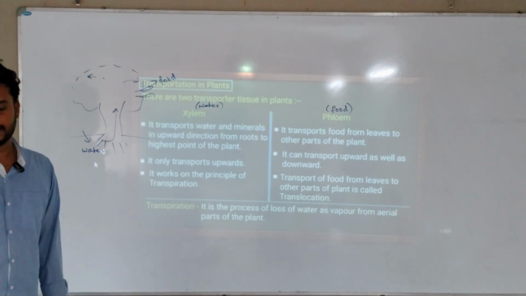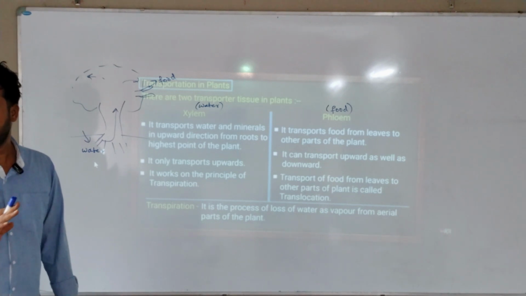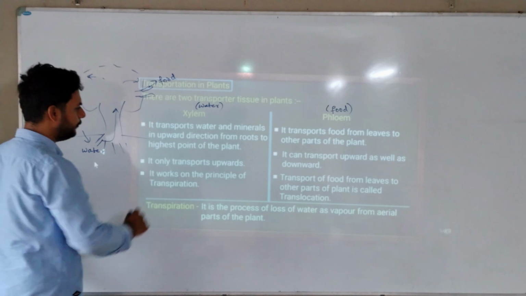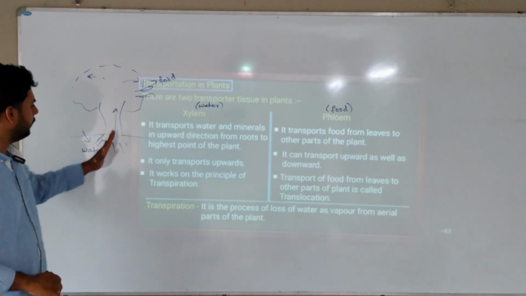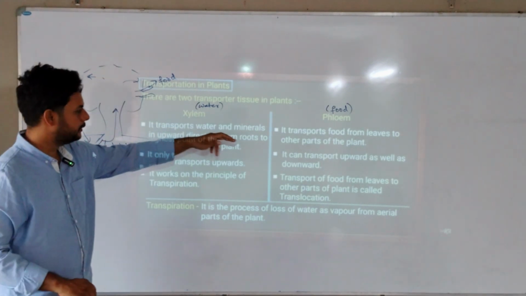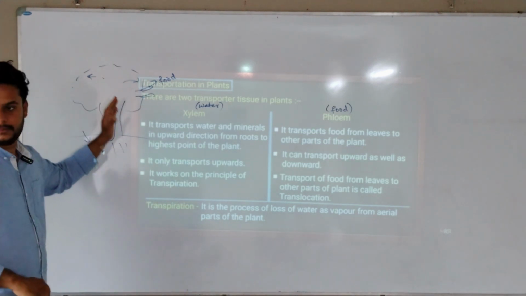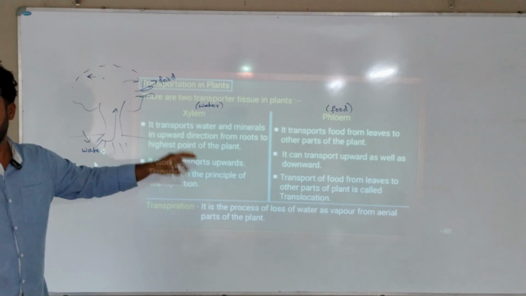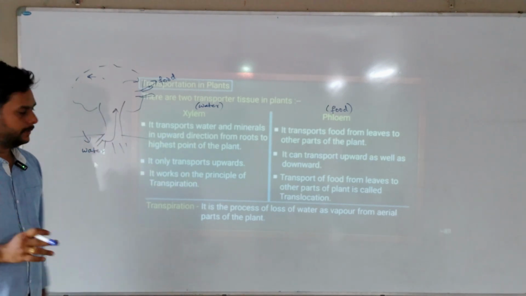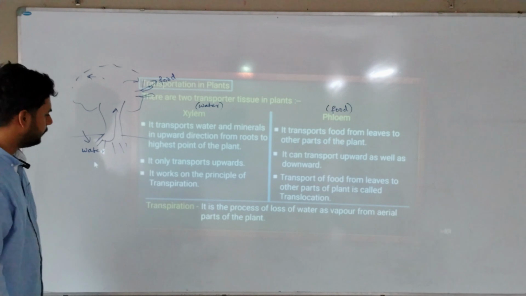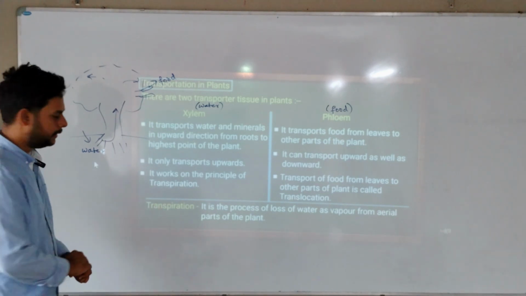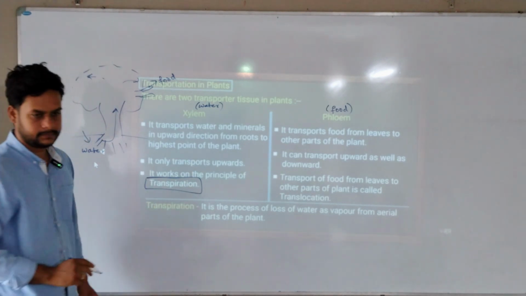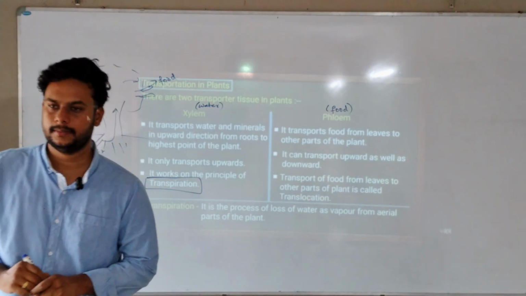Xylem, phloem, exam most important. This difference. Okay, next. It only transports upwards. Whatever it transports, it will transport upwards. Phloem transports downwards as well as upwards, because food can be transported anyhow. Okay, next. Xylem works on the principle of transpiration. What is the meaning of transpiration? Anybody knows here? Most important word. Transpiration.